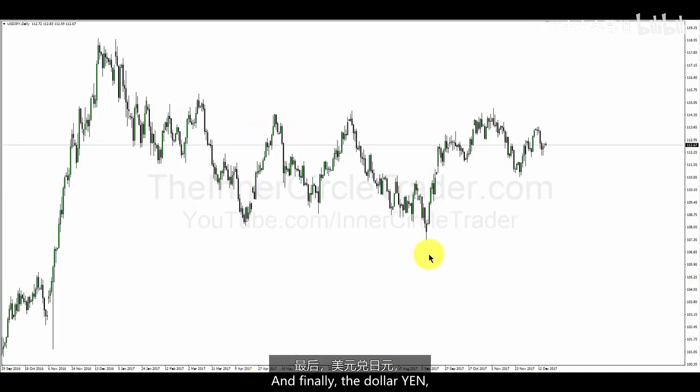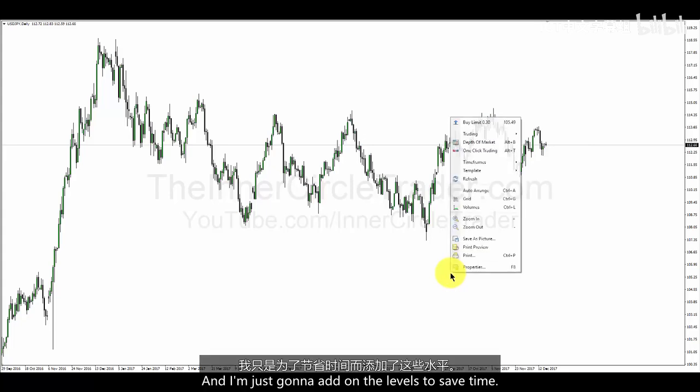And finally, the dollar yen. Okay, and this pattern is a really obvious trading range. Okay, this pair's had a real hard time finding its way out of this range. And I'm just going to add on the levels to save time.